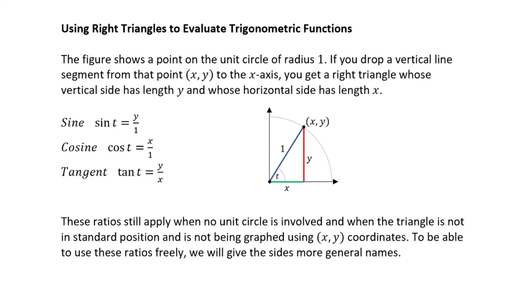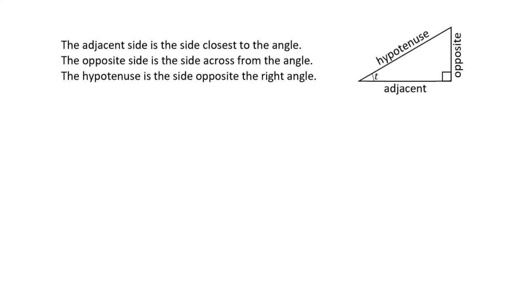These ratios still apply when no unit circle is involved and when the triangle is not in standard position and is not being graphed using x y coordinates. To be able to use these ratios freely, we will give the sides more general names. The adjacent side is the side closest to the angle. The opposite side is across from the angle. The hypotenuse is the side opposite the right angle.